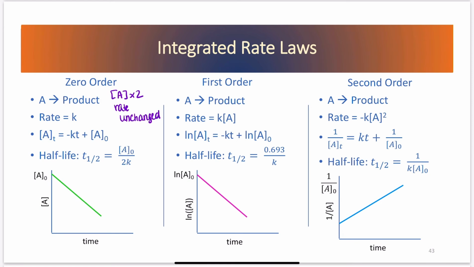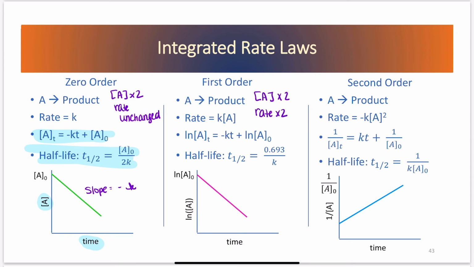We write this as rate is equal to k, and the equations you need to know are here and here. If I plot the concentration of A versus time, I get a straight line where the slope equals negative k.